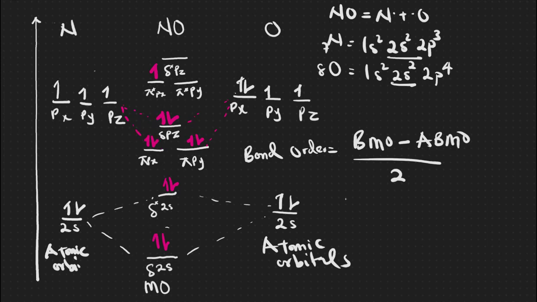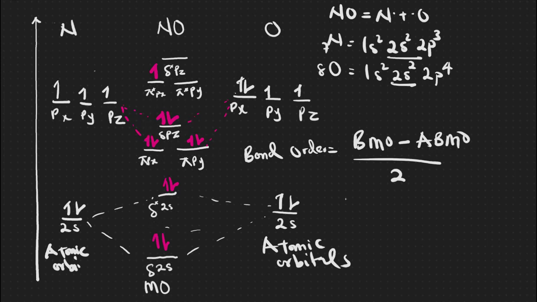So let's count the number of electrons in the bonding molecular orbitals. As we know, the bonding orbitals are those orbitals without asterisks, and the anti-bonding are those orbitals with asterisks, with a star. So the bonding molecular orbitals have 2 electrons, 4, 6, and 8. So there are 8 electrons in the bonding molecular orbitals.